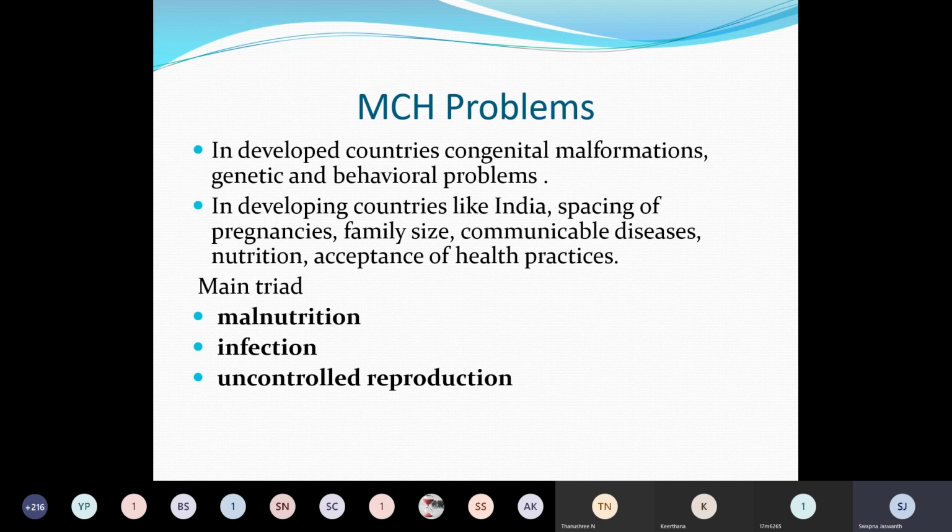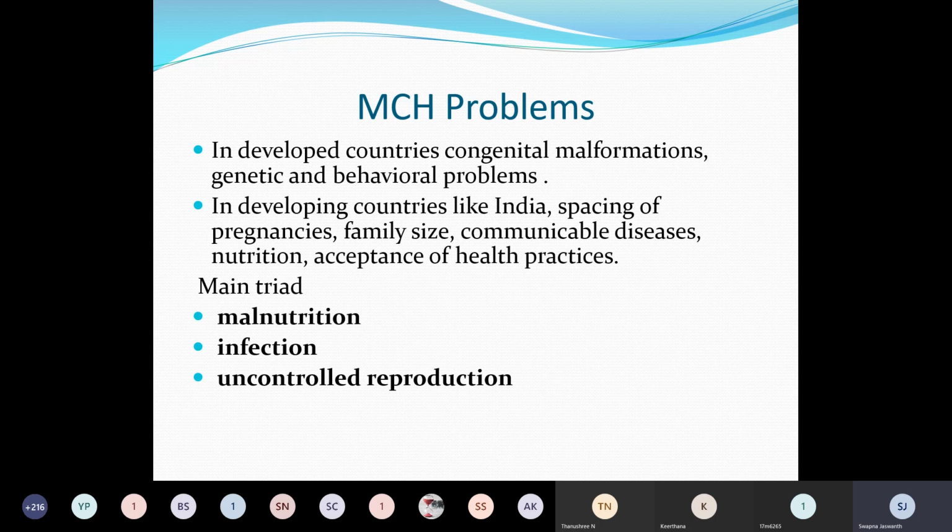Whereas the developing countries like us are mainly focusing on reducing maternal and childhood mortality, mainly by focusing on family planning, spacing the pregnancy, limiting the family size, preventing communicable diseases, improving the nutritional status, and promoting the acceptance of health practices. These are the main things we are focusing on. So the maternal and child health problems in the developed as well as the developing countries are not the same. It is two different things. Their focus is on different issues and our focus is on different issues.